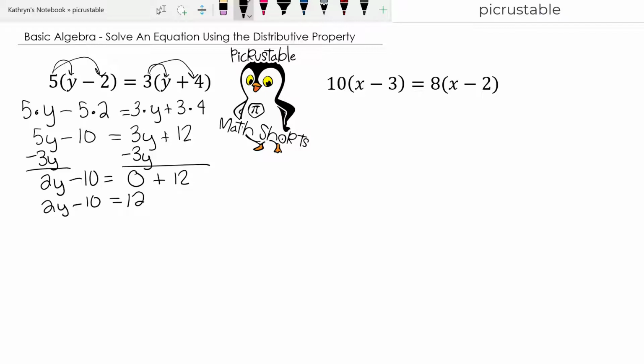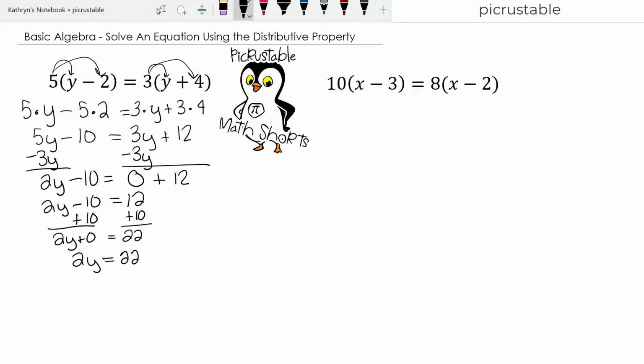Now I have my variable on one side. I need to get all of the numbers not with a variable on the other side. We can also say the opposite of subtracting 10 is adding 10. But we have to keep a balance. Whatever we do to one side of the equal sign, we have to do to the other side of the equal sign. So this gives us 2y plus 0 equals 22. Now I'm going to rewrite it. 2y equals 22. Now, when you get good at this, you don't have to put the zeros in there.